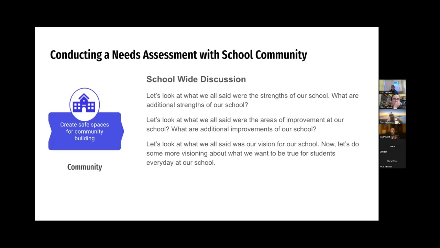And then you're going to get all this data from the surveys and the one-on-ones that say, hey, let's look at what we've lifted up as our areas of improvement at our school. And we're going to look at those and say, okay, well, this is what we said, but what are some additional improvements of our school? And then last, but definitely not least, we're going to look at what we said was our vision for the school. And I think there's more visioning that can always happen. It's always good to see what comes out of the one-on-ones and the surveys, but it's also really good to just do a visioning exercise while you have people.